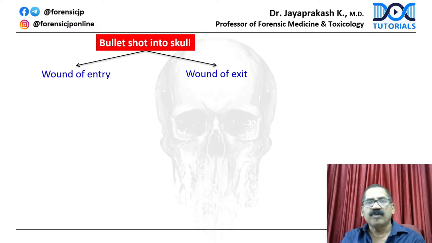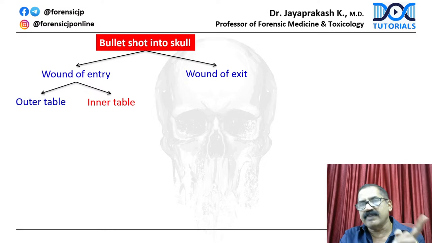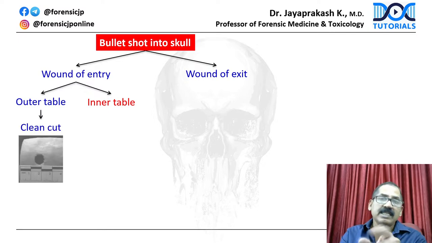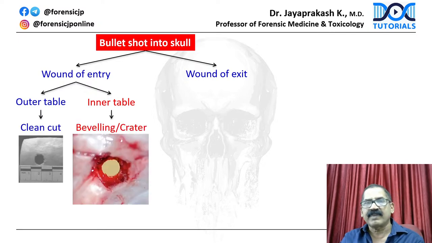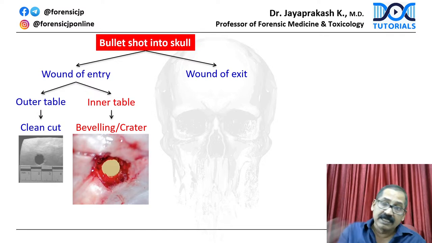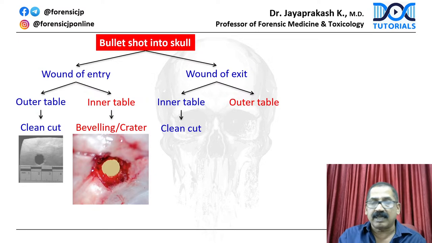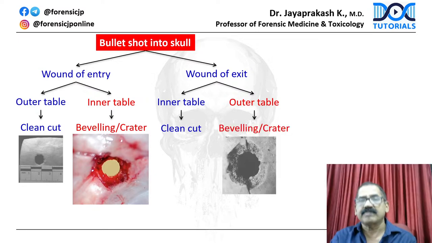So now, bullet shot into the skull, wound of entry, outer table is clean cut, inner table beveling. How to say this inner table? You can see the markings of the vessels and shining, glistening inner table. Wound of exit, inner table will be clean cut. Outer table, there is beveling or crater formation. I hope all of you understood.